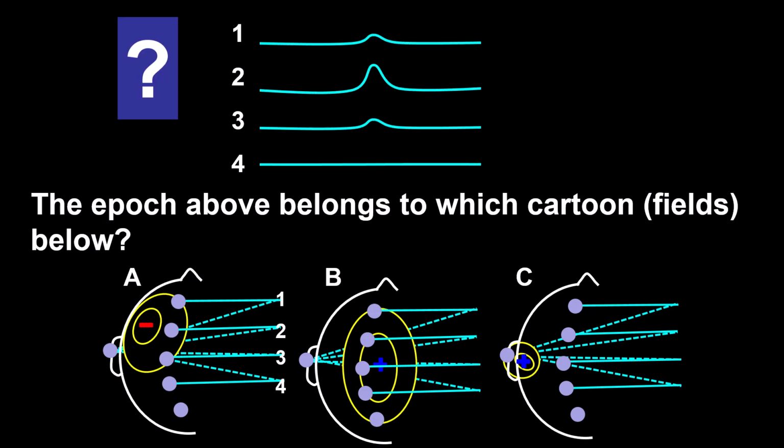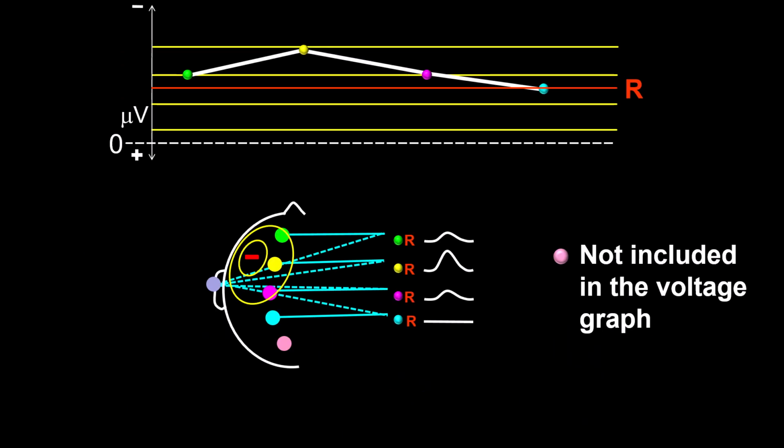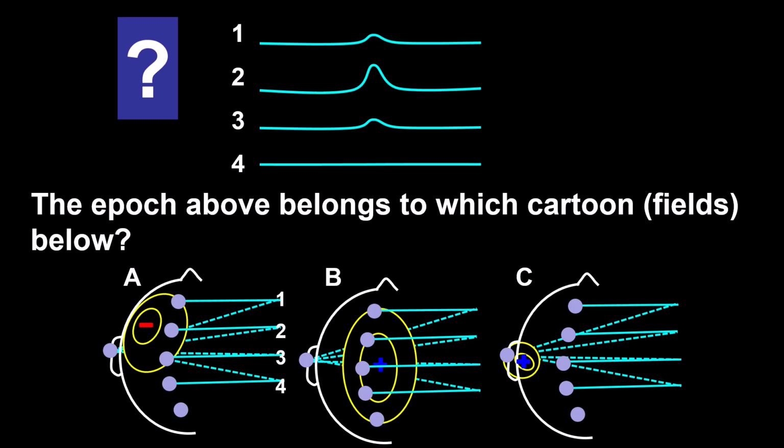Next question. The epoch above belongs to which of the cartoons below? As dictated by the scalp field in the question, the prevailing activity will be negative, and as such, it will be shorter above the zero line in the voltage graph. The yellow electrode is the most negative because it is the furthest from the zero line. The green and magenta electrodes are at the same voltage level. The aqua electrode and the reference electrode are out of the field, thus considered equal. So the answer to this question is A.